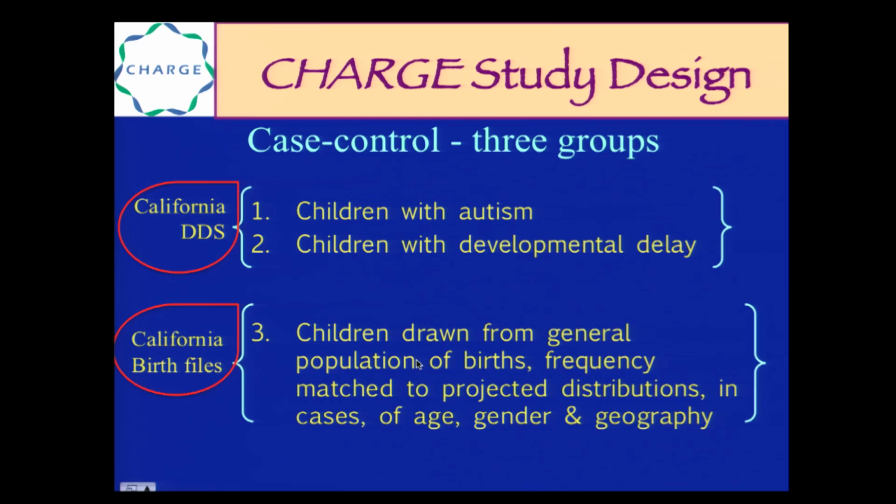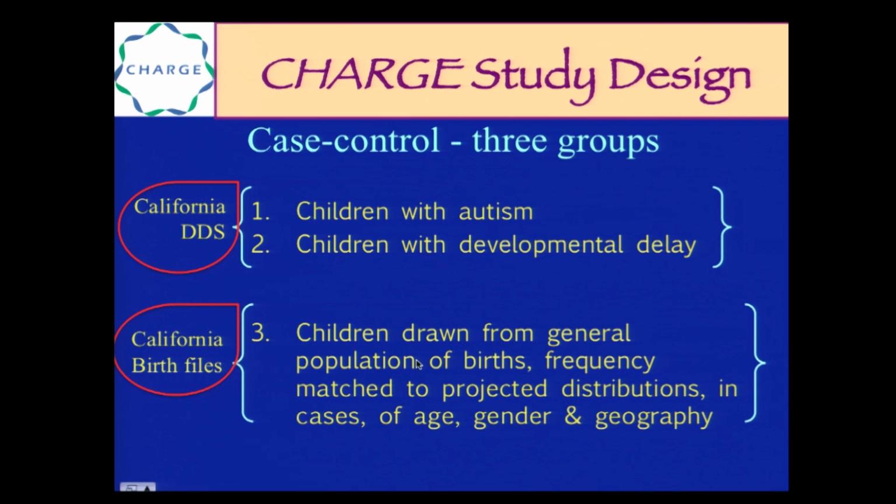So we have 3 groups. Usually case control, it's 2, but in this case we have children with autism and children with developmental delay, because we were interested to know whether the associations we might find would be specific to autism, or might they actually be really impacting neurodevelopment, and for reasons we don't at this point understand, some children might go in the direction of developmental delay, some might go in the direction of the social issues associated with autism, and some might actually have both of those problems.